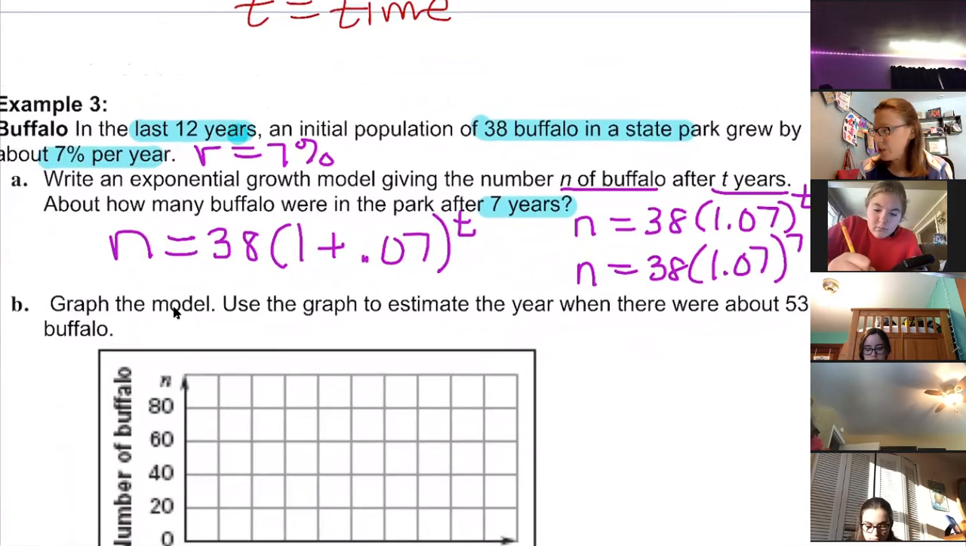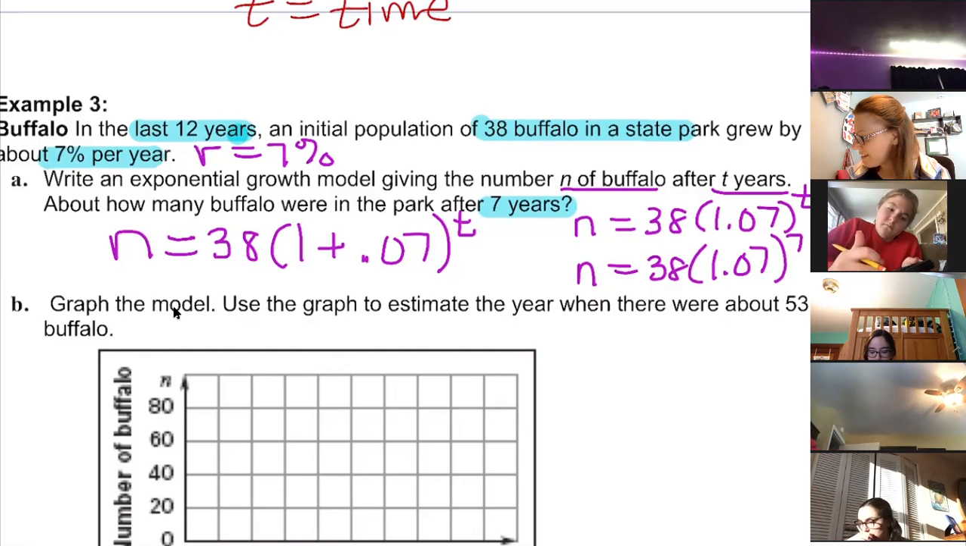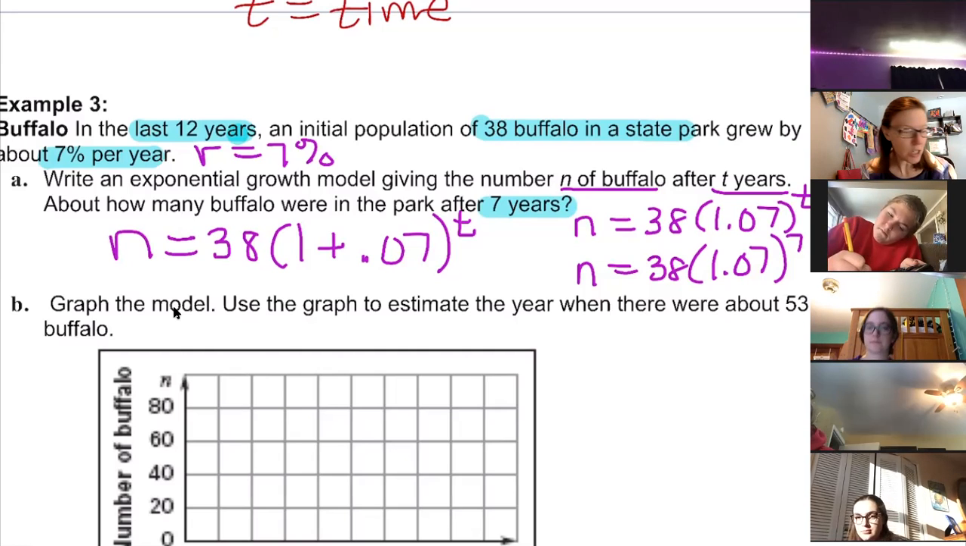Jordan, about how many buffalo did you get? I kind of got a weird number, so I'm still trying to figure it out. Okay, so in your calculator, if you type it in exactly as it's written, so take 38, in parentheses, do 1.07, end your parenthesis, and then use the caret button and the 7. Okay, I got 61 buffalo. That's it. Yep, nice. You got it. Good. Questions?